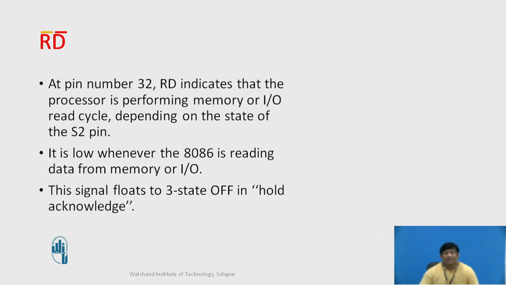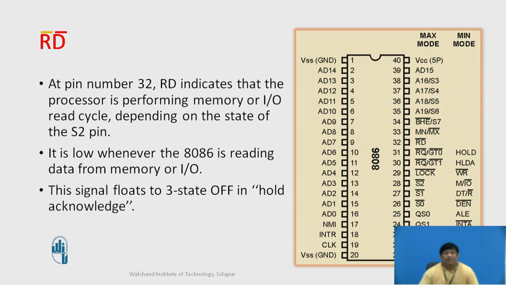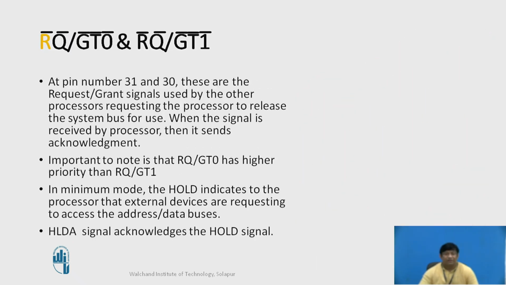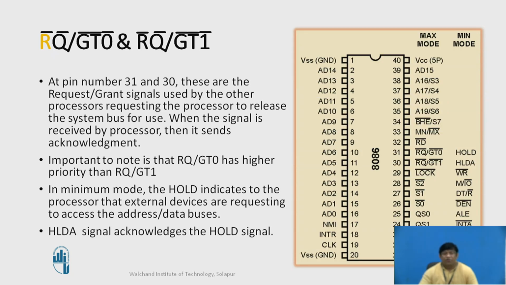At pin number 32, RD indicates that the processor is performing a memory or IO read cycle, depending on the state of the S2 pin. It is low whether the 8086 is reading data from memory or IO. This signal floats to three states in hold acknowledgement. RQ/GT0 and RQ/GT1 at pin numbers 31 and 30.